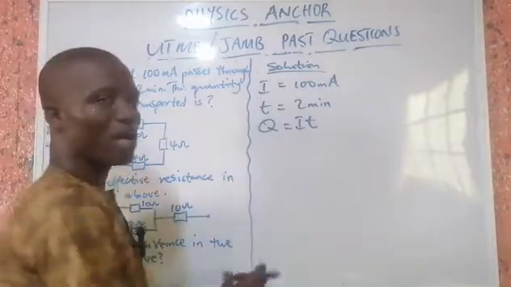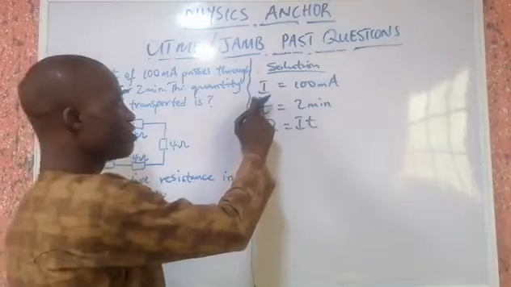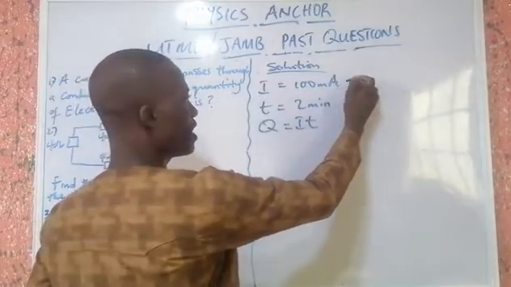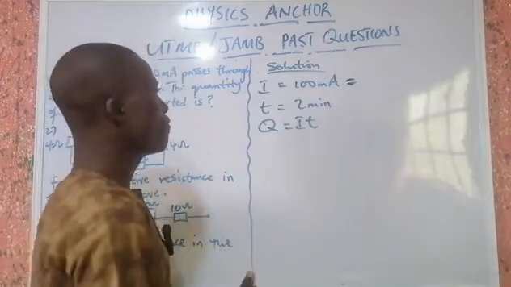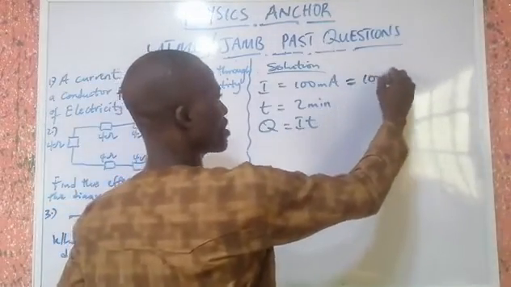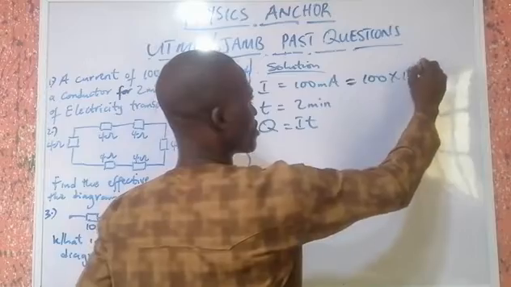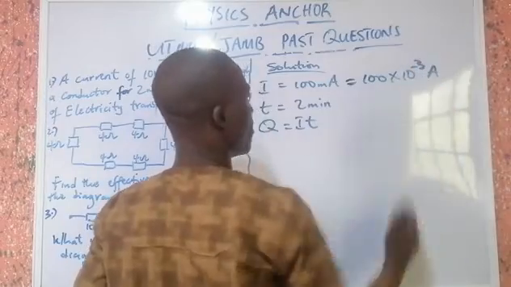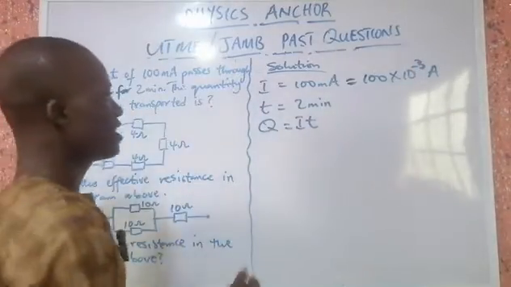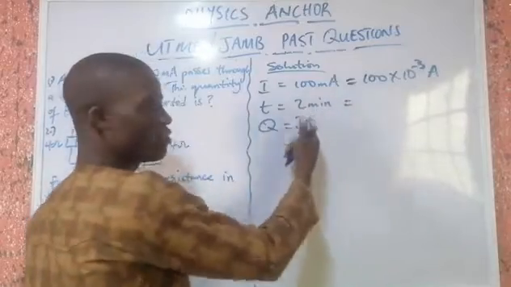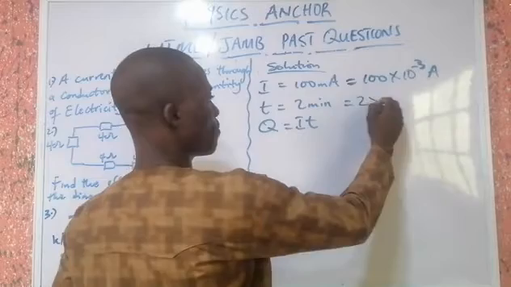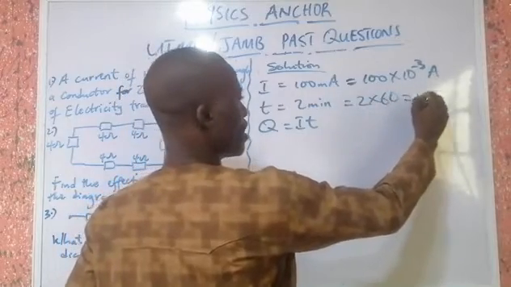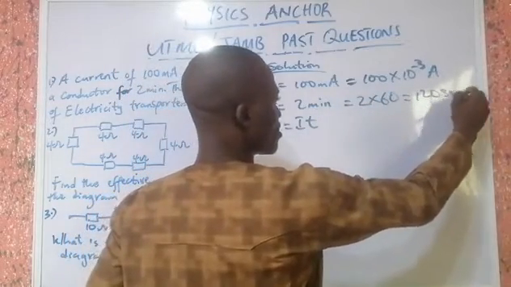So let's check the parameters given now. The current given here is in milliampere, and we know that the SI unit of current is in ampere. So we have to convert. So that will be 100 times 10 raised to power minus 3 ampere. And then the time also is given in minutes, and it must be in seconds. So we convert by multiplying by what? 60. That will be 120 seconds.